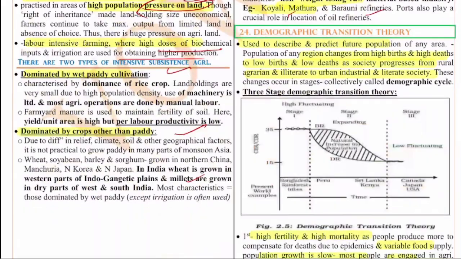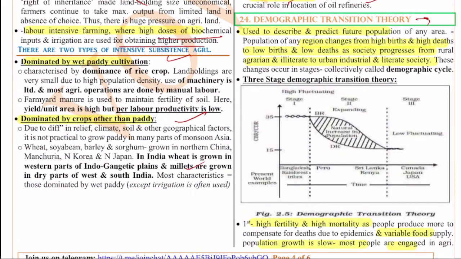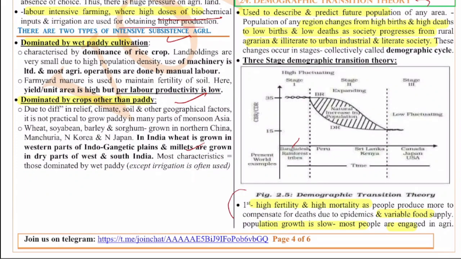Next, 24th question is on the demographic transition theory. What this theory says is that initially for a country there will be high birth and death rates, that is called stage 1. All the demographic transition takes place in these 3 stages. In stage 1, the fertility rate as well as the death rate, both of them will be high. So here you can say this is the underdeveloped stage.